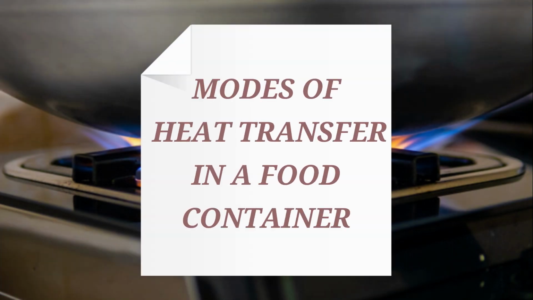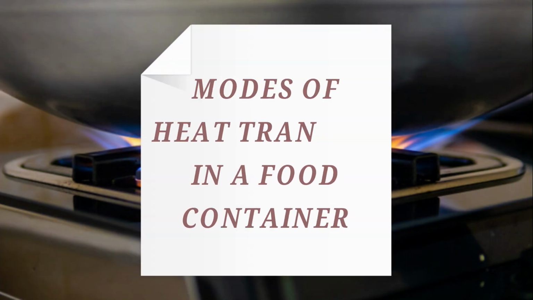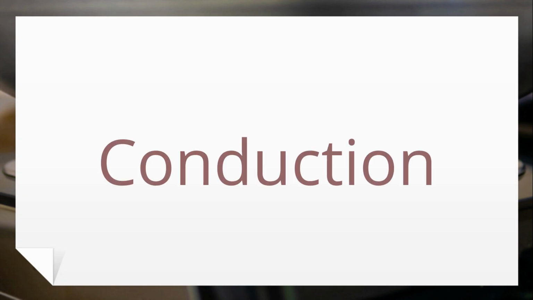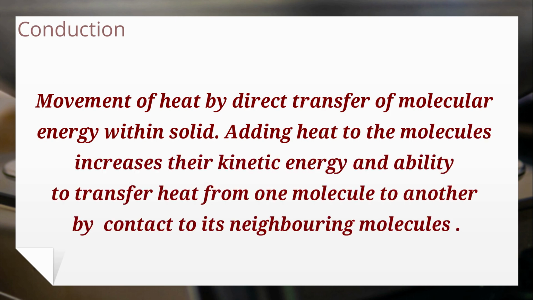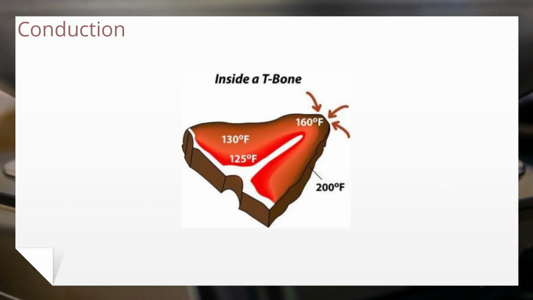These are the modes of heat transfer in a food container. The first one mentioned here is conduction. The principle of conduction is the movement of heat by direct transfer of molecular energy within solids. When you heat the molecules, it increases their kinetic energy and ability to transfer heat from one molecule to another by contact with its neighboring molecules. An example can be shown in this diagram where the heat transfers from outside to the center of the large piece of meat.